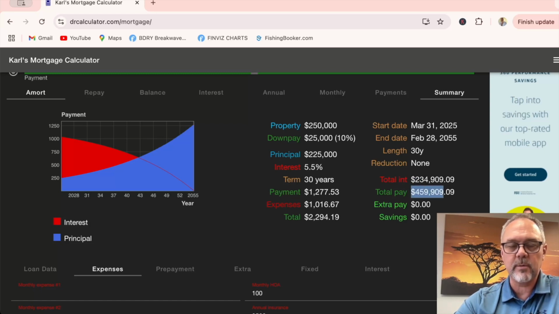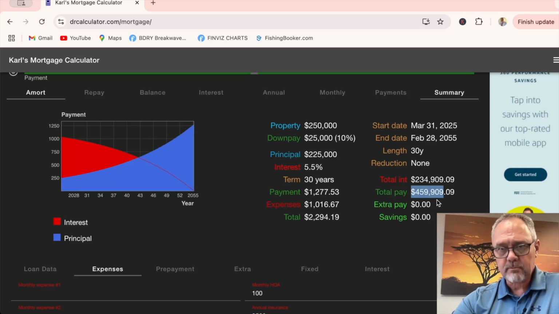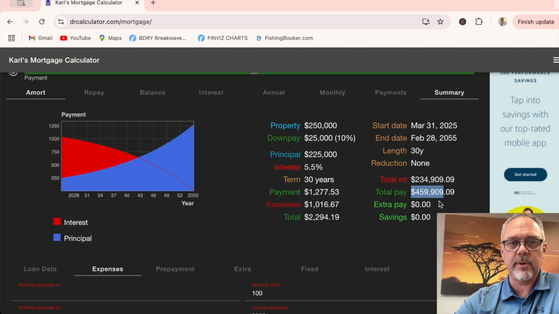And total payments for buying your house, if you stay in there for 30 years and you make just the regular payment, is going to be $459,000, almost $460,000. And so that kind of gives you an idea of how the banks make a lot of money off of us on our mortgage payments. And so that's the total payments there.